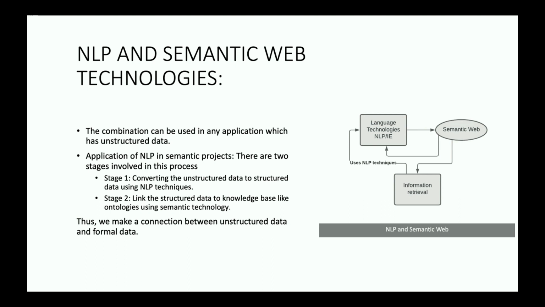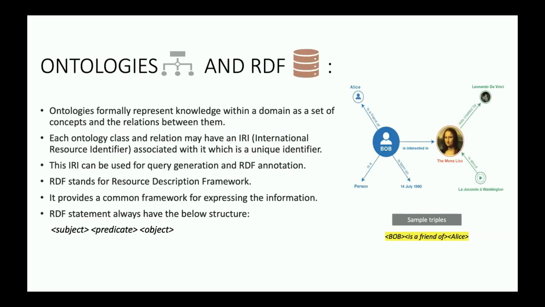So when it comes to unstructured data, like natural language data is always unstructured data. So to make this machine readable, we have followed two steps. One is to convert the unstructured data to structured data using NLP techniques, then linking this structured data to knowledge base like ontologies using semantic technologies. Therefore, we are bringing connection between unstructured data and formal data.